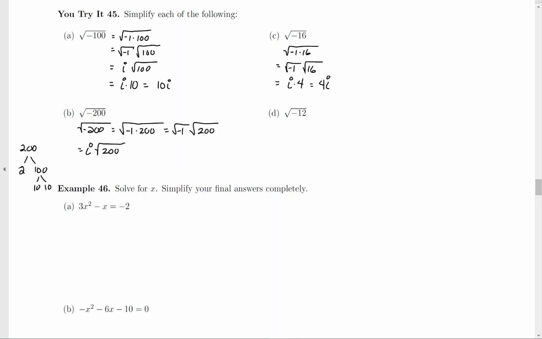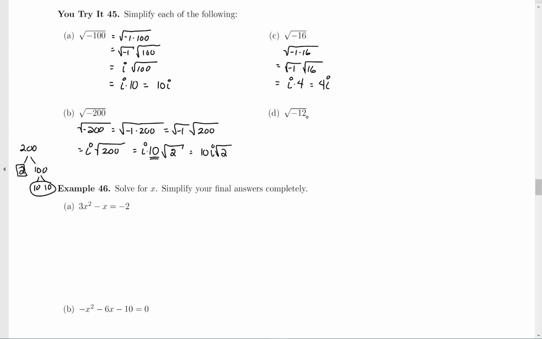Now, although 10s aren't prime numbers, we do have a pair of them. And we're going to go back to anytime I can circle a pair, that number in that pair comes out from under the radical. So it's i times 10, and then what's left under the radical is the number that didn't get paired up. Now, if there was more than one number that didn't get paired up, it too would go under the radical, and we'd just be multiplying it all together. So in this case, I have 10i square root 2.